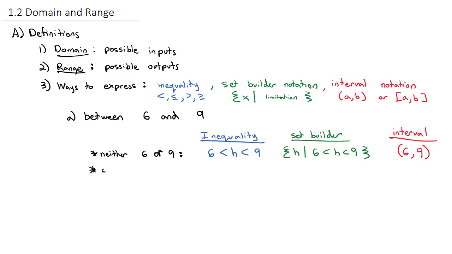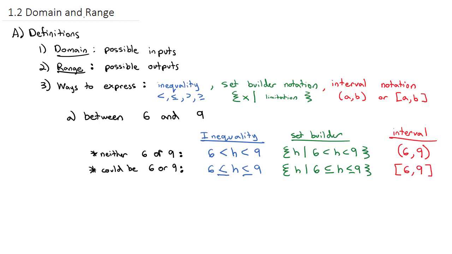Now if I change things and say it could be 6 or 9, we just need to make a minor change. In the inequality, we still say the height is between the 6 and the 9, but to show that it could be equal to 6 or equal to 9, we put a little line beneath the inequality. The same adjustment is made in set builder notation. 6 is less than or equal to h, which is less than or equal to 9, and close the brackets. In interval notation, we show this difference with a square bracket. When we put square brackets around the 6 and 9, then we say it could be 6, could be 9, or anything in between.